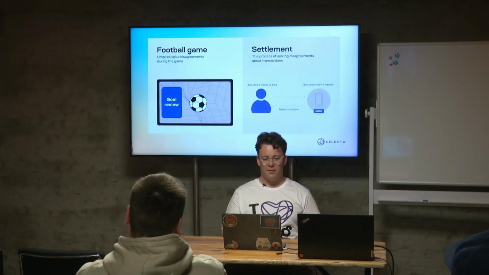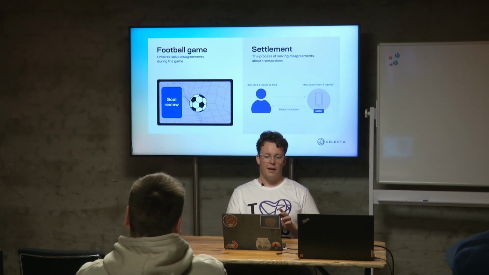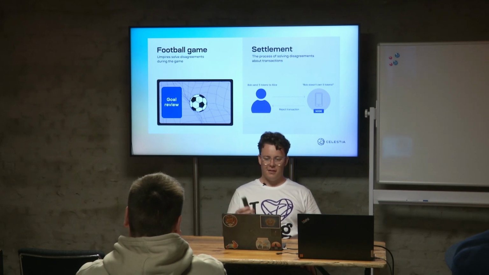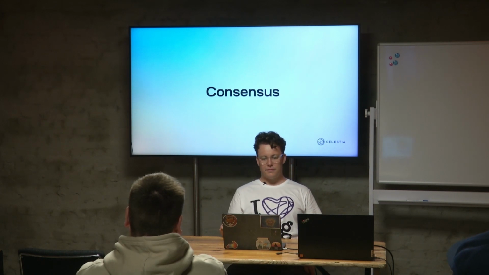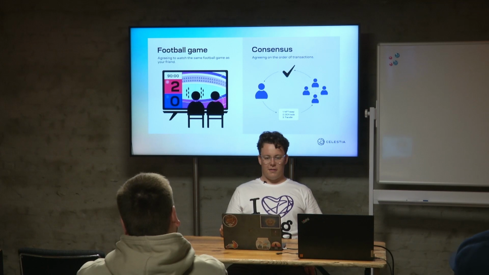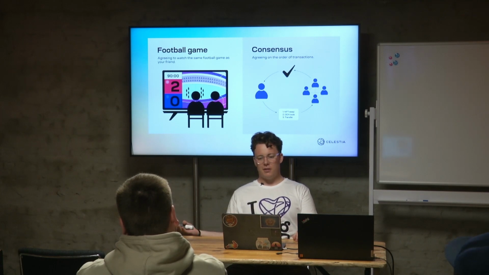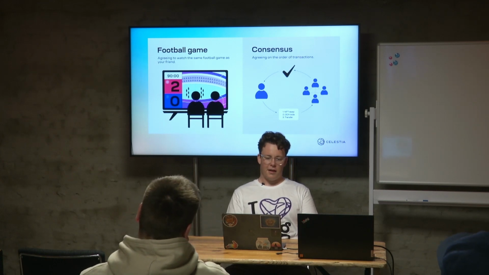Settlement, I'm not going to go too deep into this, but this is like an umpire solving disagreements during a game. In the blockchain world, this is solving disagreements about transactions. So if I try to send someone a token and I don't have that token to send, it's going to reject the transaction. Now, consensus is a little bit more important, because, well, they're all important. Let me backtrack there. In the context of a football game, consensus is us agreeing to watch the same game, so we're looking at the same thing. In the blockchain world, this is us agreeing on the order of transactions and the state of the chain.